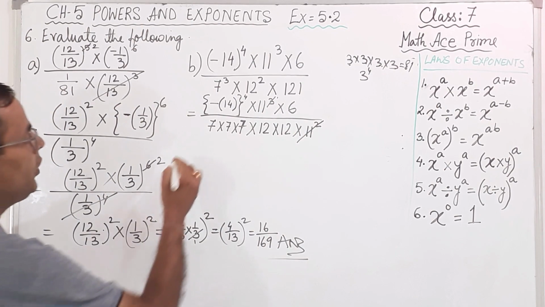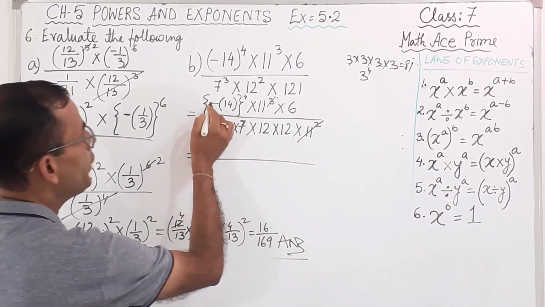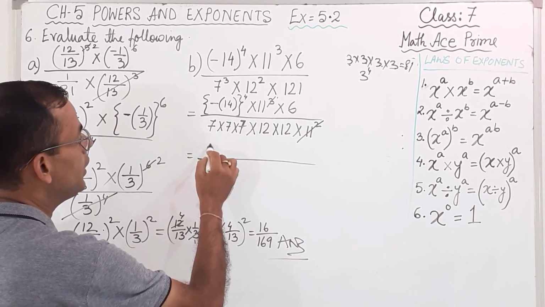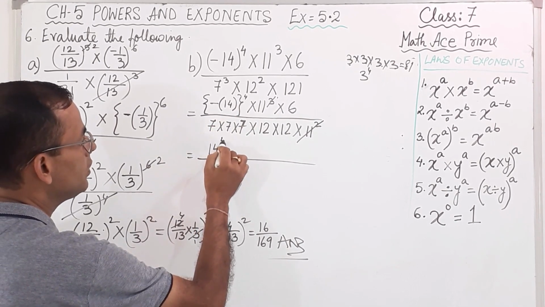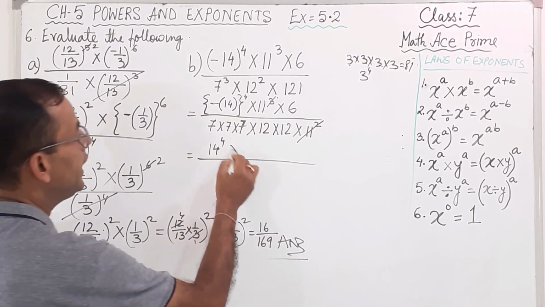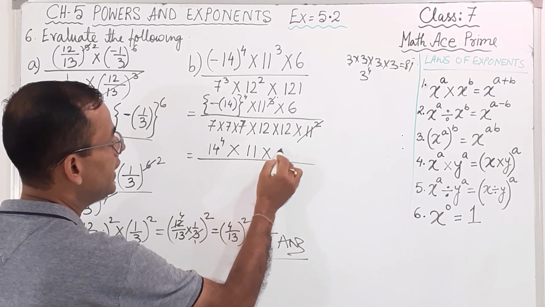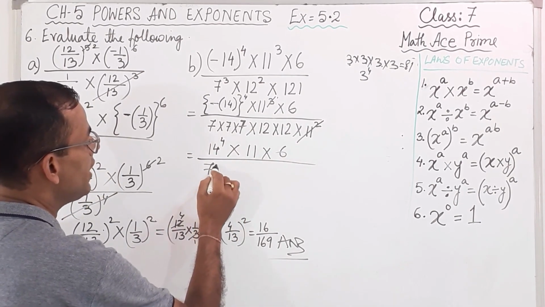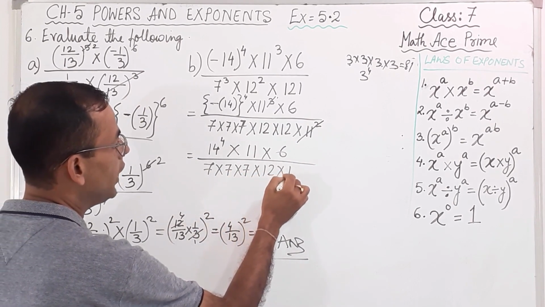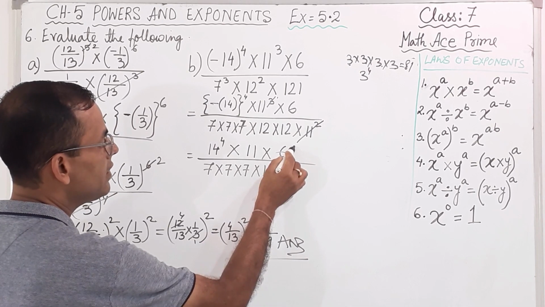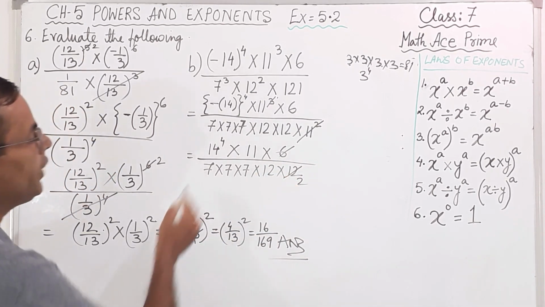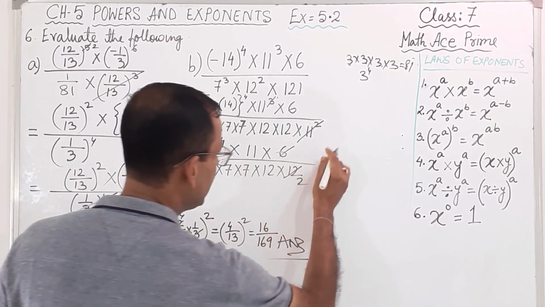Clear no? Now here, if I open the bracket, it becomes what? 14 to the power 4, because minus to the power 4 will be positive only. Then what is left? 11 is left. Then here 6, and downside 7 into 7 into 7 into 12 into 12. Now you can cut 6: 6 1s are 6, 6 2s are 12. Now, anything else you can cut? No.